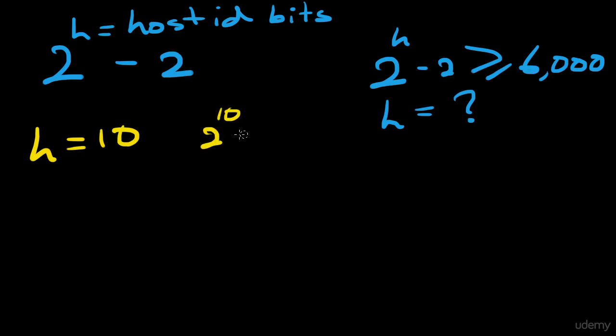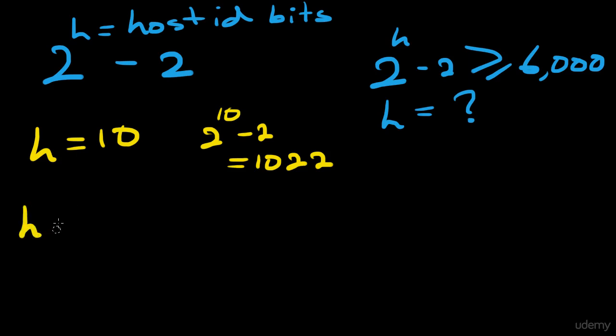2 to the power of 10 minus 2 is 1,022. We need 6,000 IPs, so that's not enough. Now we know if we add one bit to host ID, that's going to double the number of IP addresses we get. So if I were to take 11 bits, that would give me about 2,000 IPs. If I were to take 12 bits, that would give me 4,000. And if I were to take 13 bits, that would give me 8,000.